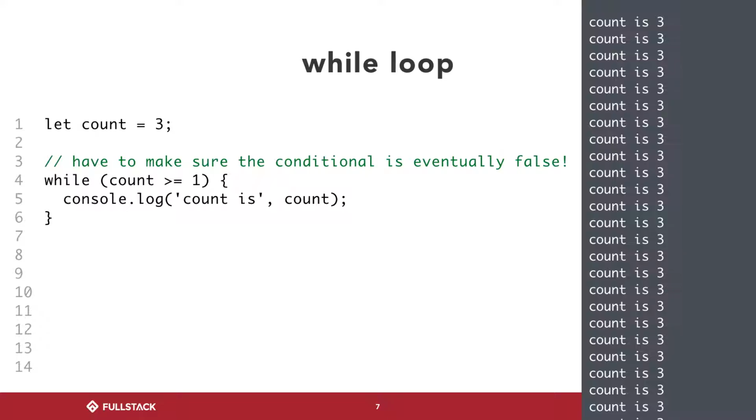So just so you're aware, whenever you write a while loop, the biggest thing to watch out for is to make sure that somewhere, either in your loop or somewhere rationally speaking, your conditional will eventually become false. That's the most important part of a while loop.